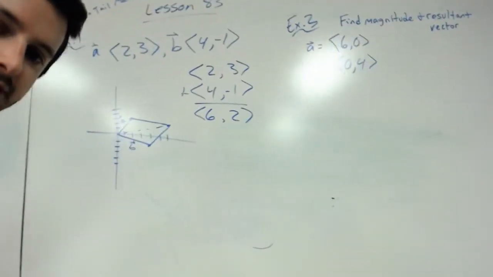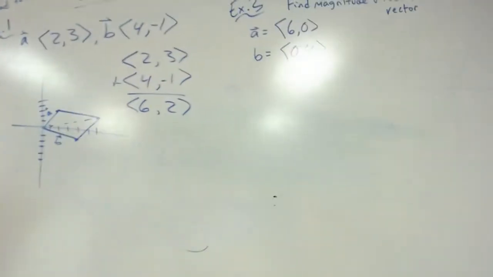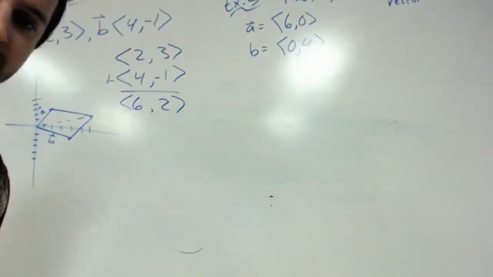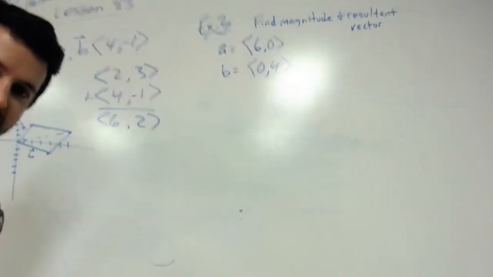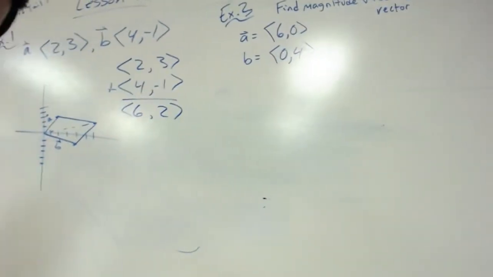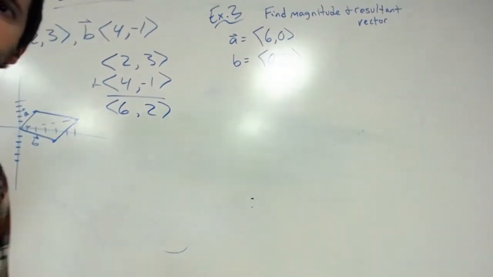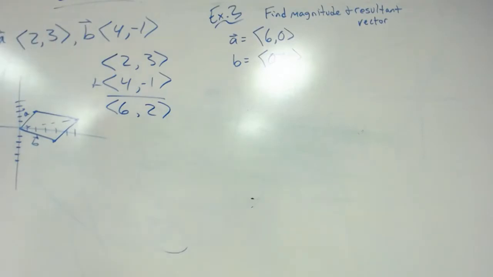Example 3, try to get it with no glare. Okay. Example 3 says find the magnitude. Sorry, get this right. Find the magnitude and resultant vector.